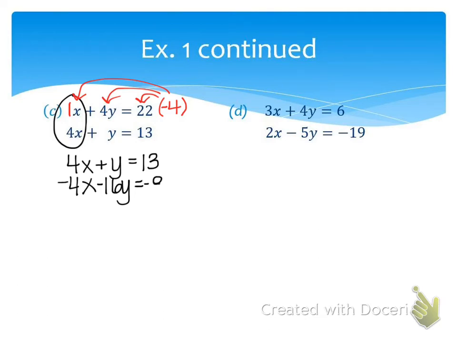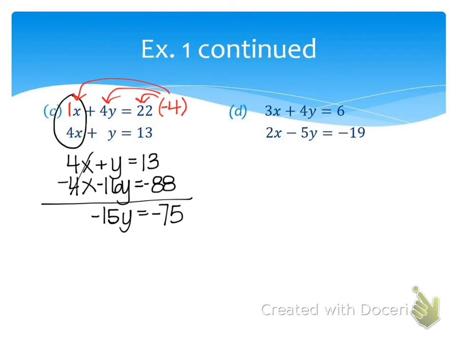Negative 88. Now I can eliminate my x because 4x minus 4x is going to be 0. All right? What was y minus 16y? Are the signs the same? That's a positive 1y and a negative 16. So negative 15y equals what's 13 minus 88? Negative 75. All right?